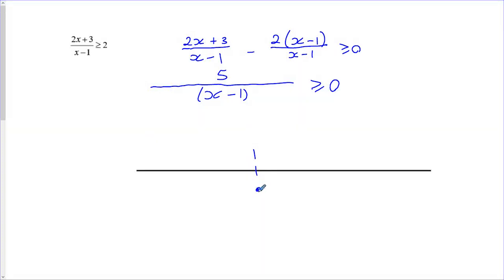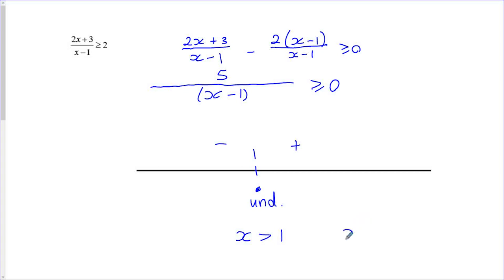At this value, the thing is undefined. Sometimes I use the little dot for undefined, or write the word UND, okay? And bigger than 1, this thing will be positive, all right? Less than 1, it will be negative. Right, so in fact, we want it to be positive, so our solution here will be x greater than 1. We can't include 1 because it would make the expression undefined.